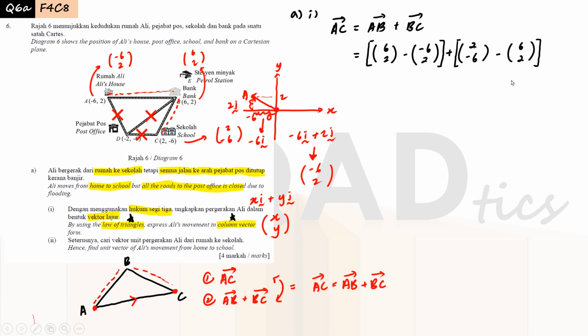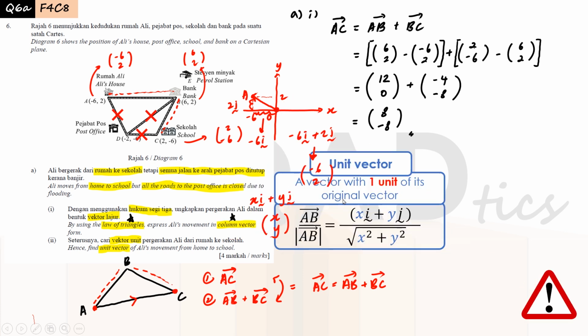Okay, and then we simplify to get the vectors, and then we simplify again to find the vector of AC. And for the second part, we need to find the unit vector of Ali's movement. Okay, so we are going to use back the answer from part 1. Right, so again, unit vector is just using the original vector divided with its magnitude.